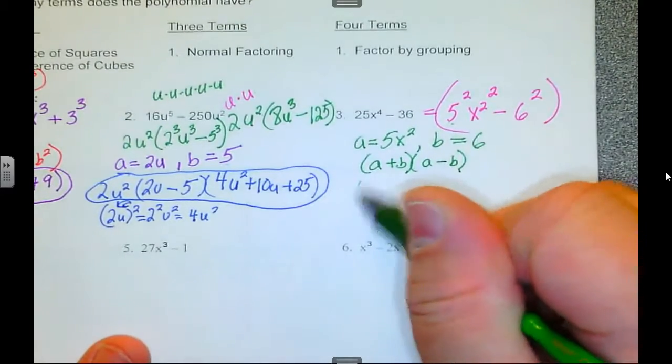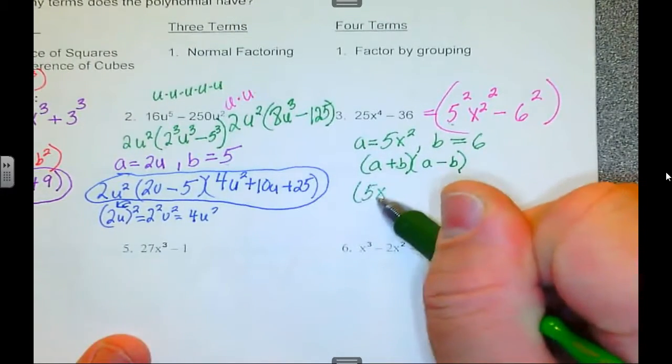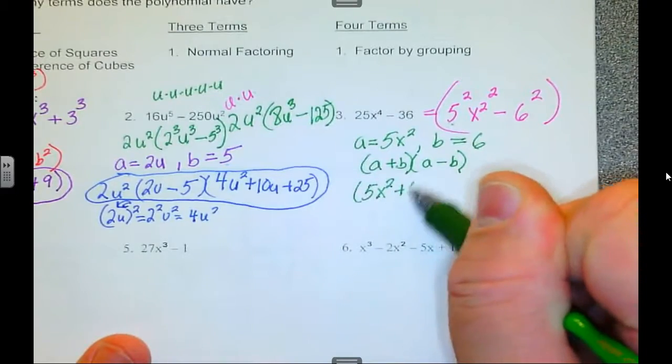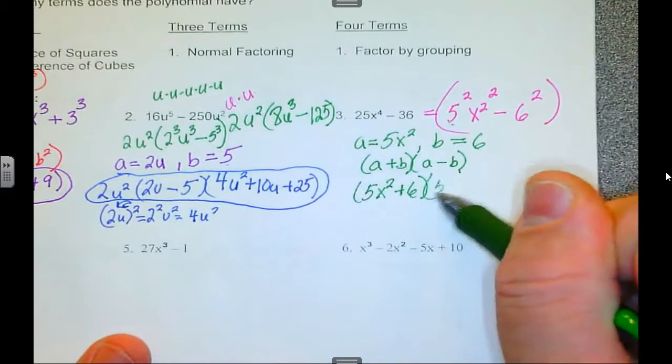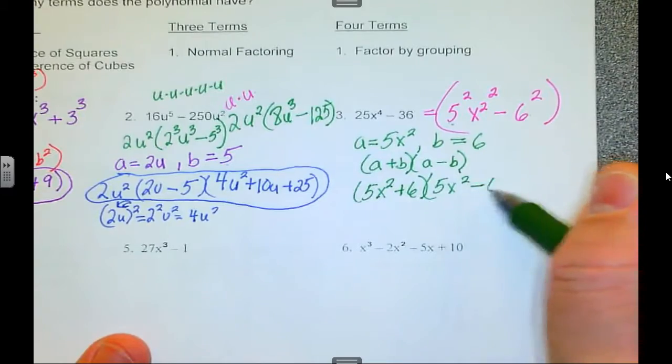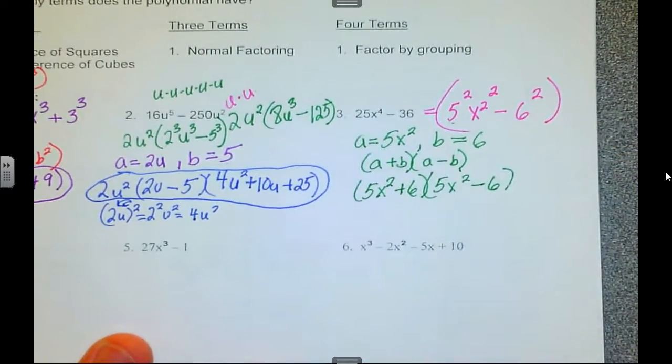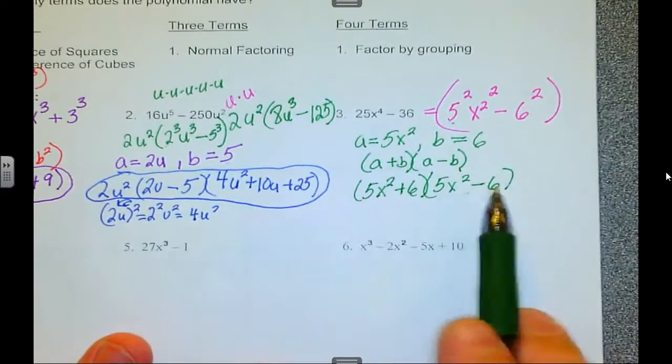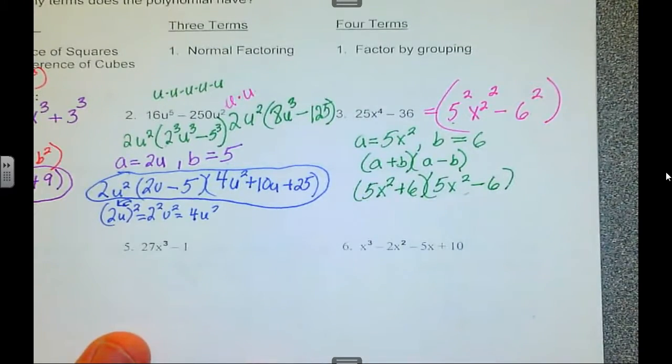So I have 5x squared plus 6, 5x squared minus 6. And make sure that you can't factor this, which I don't think you can.